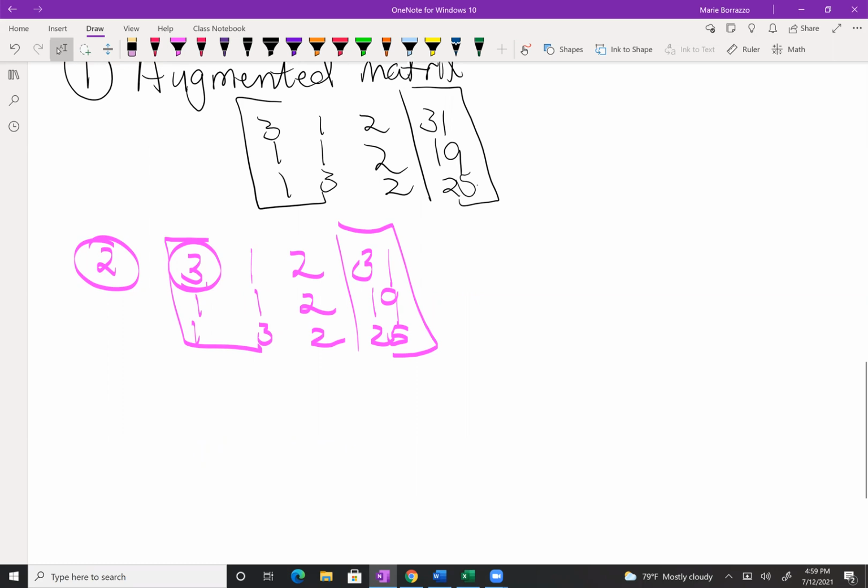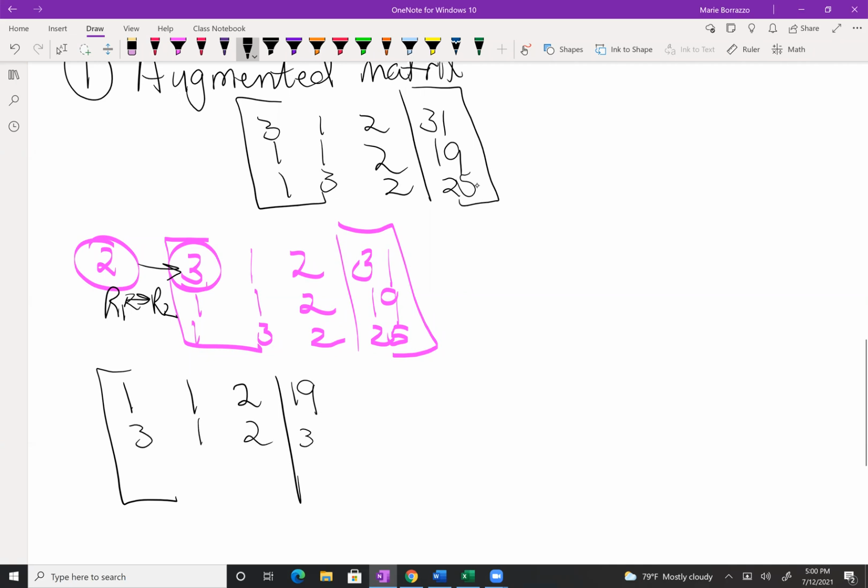You could simply swap. This is where swapping comes in handy. If I were you, I would swap rows 1 and 2. So in a sense, think of it as row 1 swaps with row 2. So now just by swapping alone, you've got 1, 1, 2, 19. You've got 3, 1, 2, 31. And you've got 1, 3, 2, 25. Okay, so we have what we want.